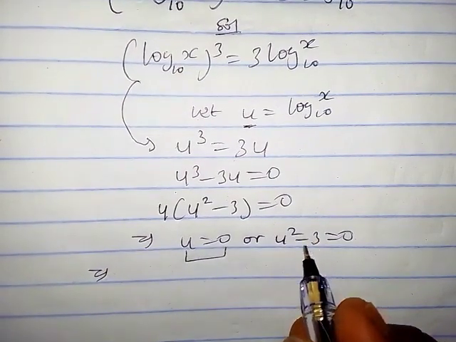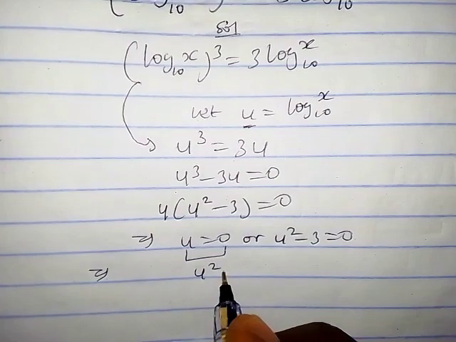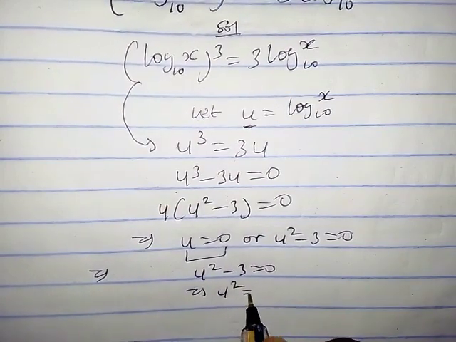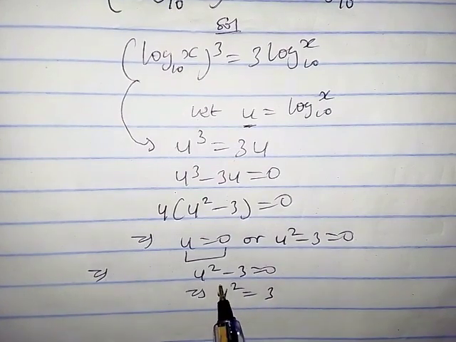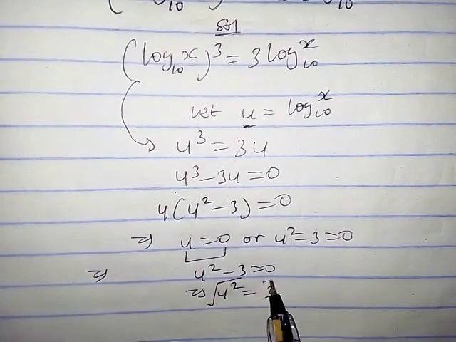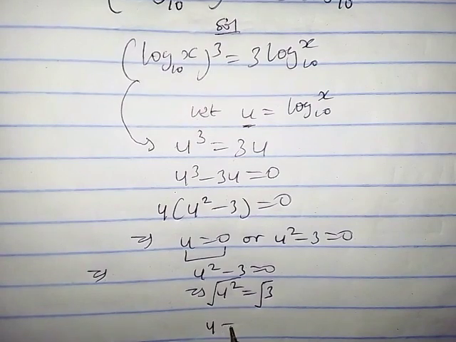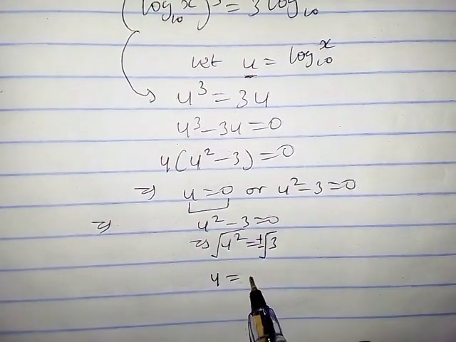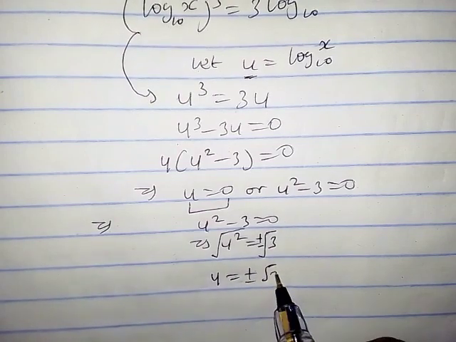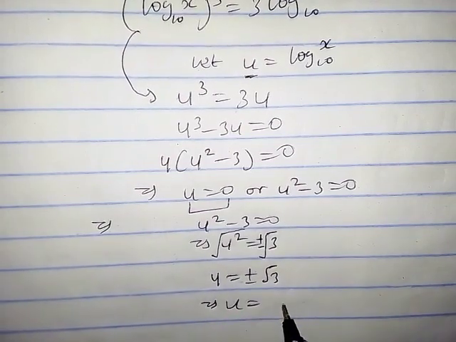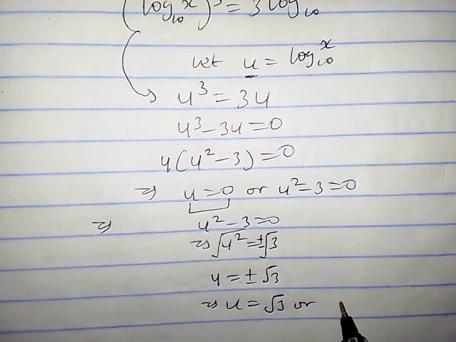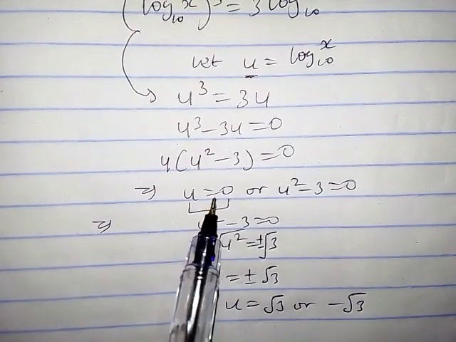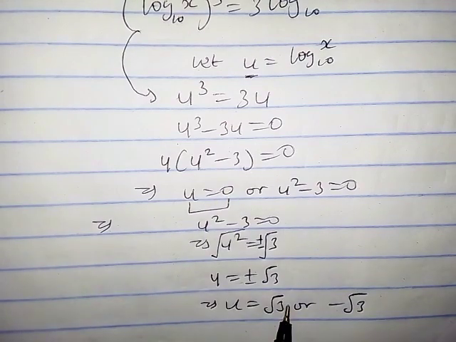Now let's consider the other factor. We have u squared minus 3 equals 0, which implies u squared equals 3. When we take the square roots of both sides, don't forget we have plus or minus here. So we have plus or minus root 3, which implies u equals root 3 or minus root 3. So we are going to consider each case: u equals 0, root 3, or minus root 3.